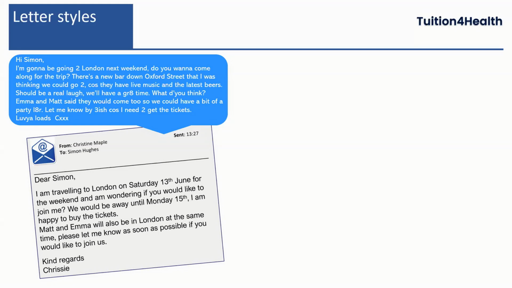Dear Simon, I am travelling to London on Saturday the 13th of June for the weekend, and I'm wondering if you would like to join me. We will be away until Monday the 15th. I'm happy to buy the tickets. Matt and Emma will also be in London at the same time. Please let me know as soon as possible if you would like to join us. Kind regards, Chrissy.